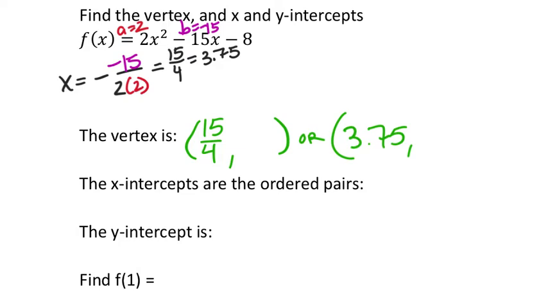Now, the other ordered pair, or the y value in this ordered pair for the vertex, can be found by taking the original equation, y equals, I know it's f of x, but I'm making it y, 2x squared minus 15 times x minus 8, but I now have an x value of 15/4. I don't imagine this is going to come out very pretty, but let's find out. I'm just going to put it in the calculator.